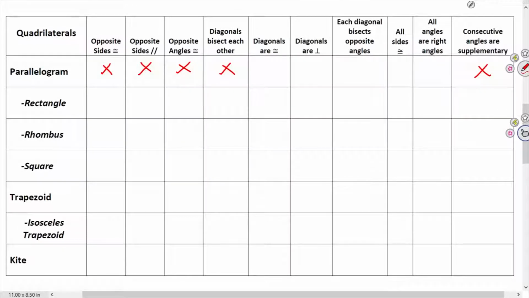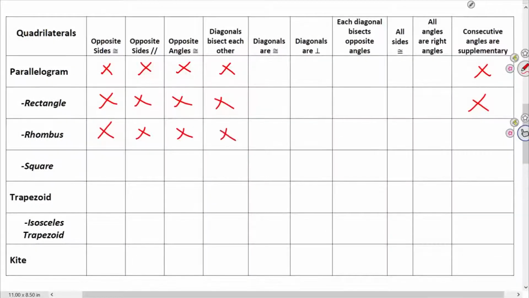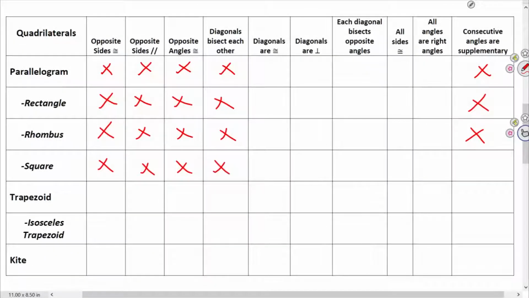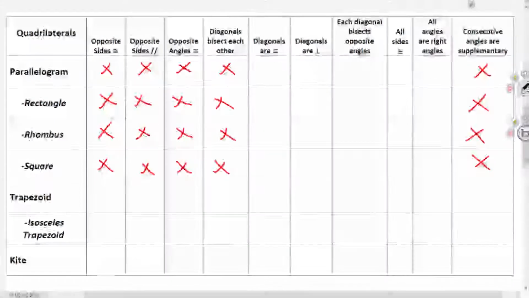Okay, now a rectangle is also a parallelogram. So by default, you get all of these. Now, I'm not saying that the ones in here that I skipped on a rectangle are not true, but what I'm saying is all the properties of parallelogram will flow down because a rectangle and a rhombus and a square are all parallelograms.